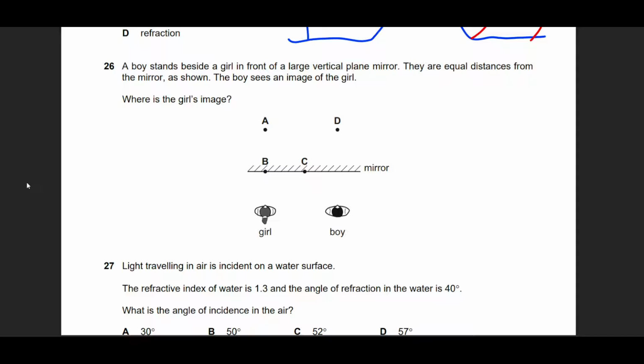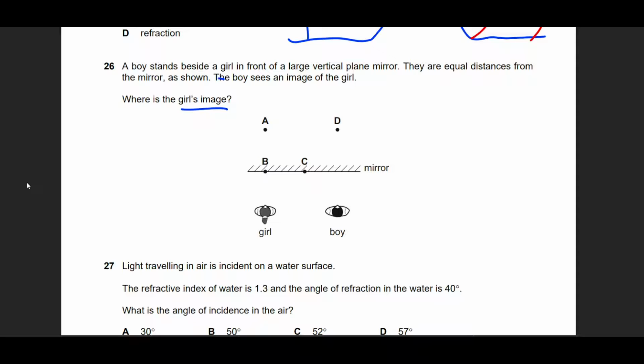He says, where is the girl's image? We know by the plane mirror, the image is formed directly in front of the person, and it has to have the same distance. So the distance of the girl from the mirror has to be the same from the mirror inside to the image of the object. Okay. And how will the boy see it?